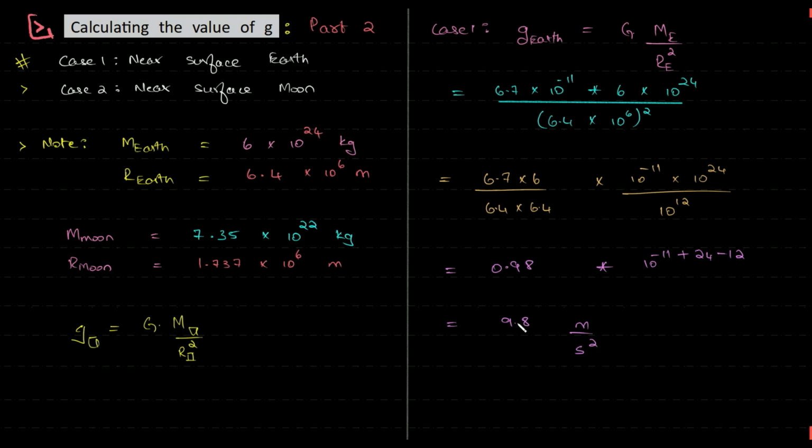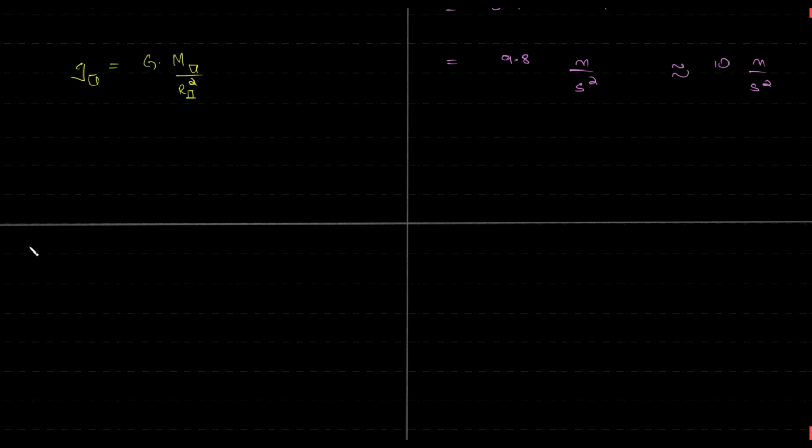And this is the value which we saw. Right? And this is how we can calculate it. Experimentally we saw it was 9.7, and the actual value is 9.8. Approximately for calculation we can take it as 10 meter per second square. Okay, right, let's move on to the next thing, that is calculating acceleration due to gravity on the surface of the moon.